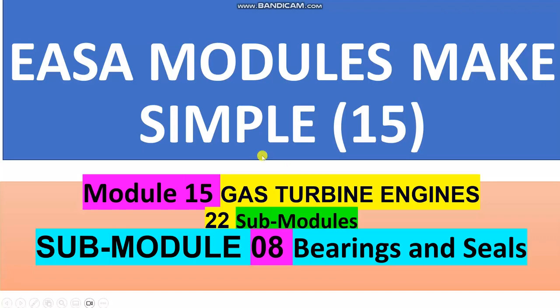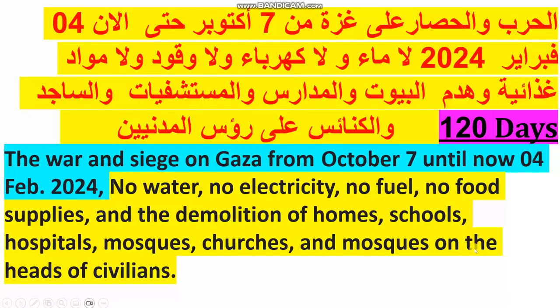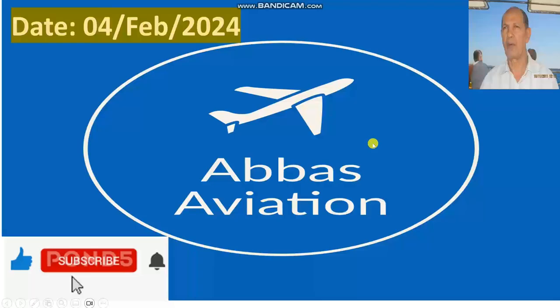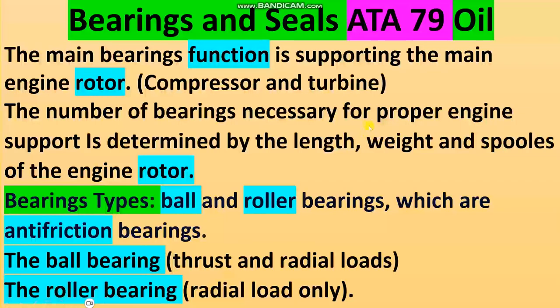I will continue the series EASA Modules Made Simple. Module 15, submodule 8: Bearings and Seals. Please stop the video and read this information. Today is 4 February 2024. This is our subject today: the bearings and seals in the engine.